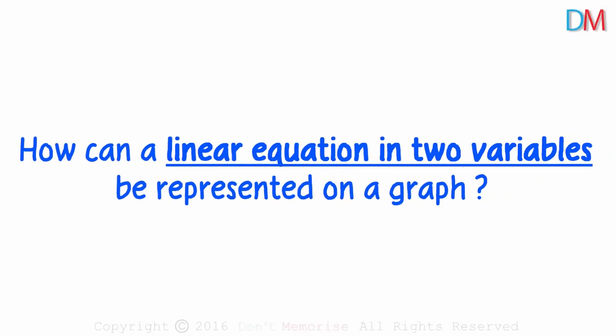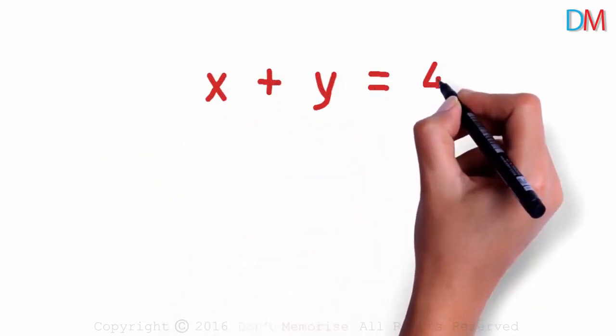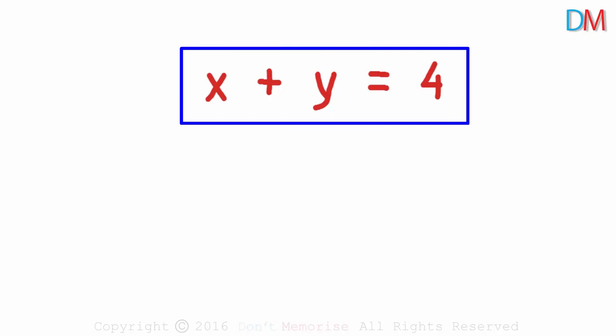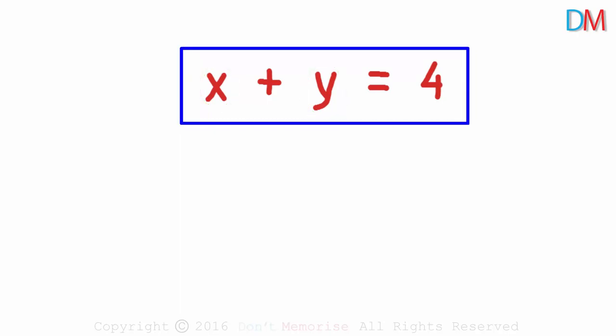Can we represent a linear equation in two variables graphically? Let's take a very simple equation and try to plot it on a graph. Something like x plus y equals 4. It is a linear equation as the maximum power of any variable is 1 and it has two variables, x and y. Now how can this be represented on a graph?